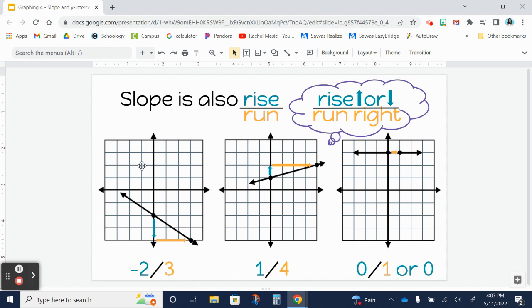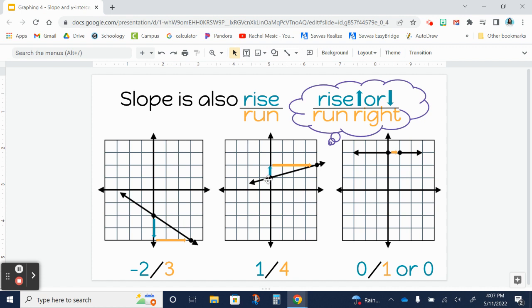All right, so for this one here, to go from one point to the next, and we always read it like a book, so we're going from left to right, we would go down 2 and over 3 to get to this next dot here. Okay, so the slope would be negative 2/3.